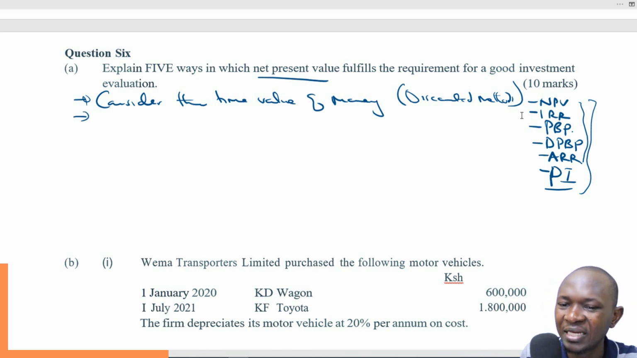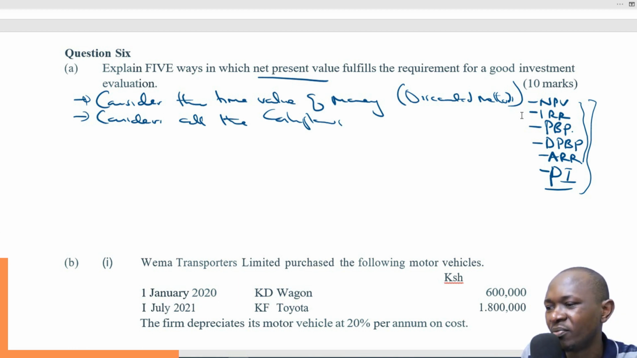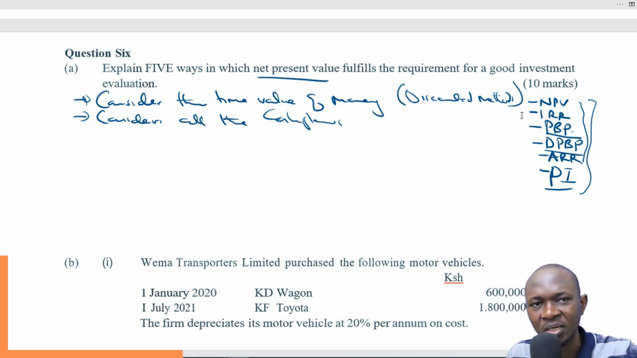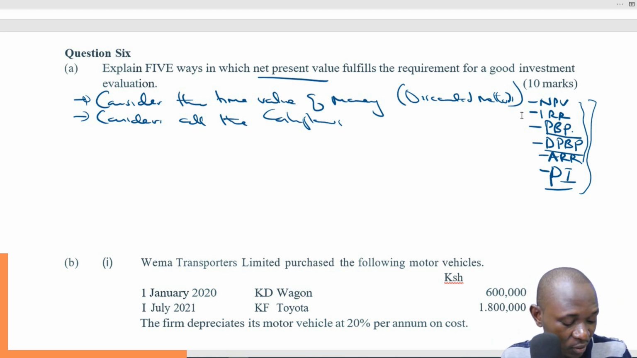The other thing is that it also considers all the cash flows. There are some methods among these that don't consider all the cash flows, like the payback period and discounted payback period. Once you recoup your investment, you stop there. But the NPV will consider all the cash flows, which gives it again an upper hand compared to the rest.